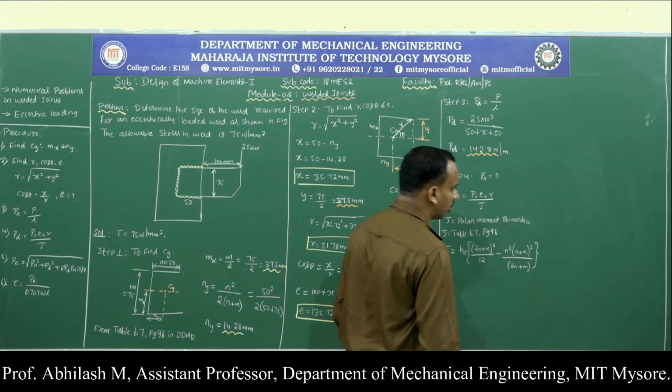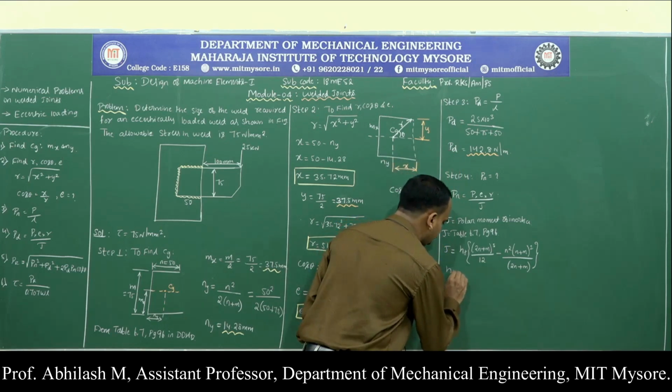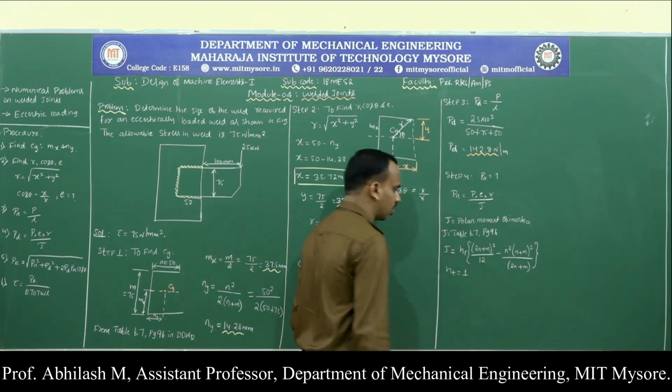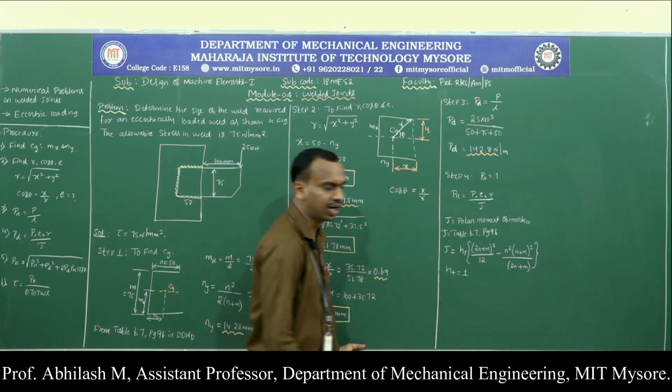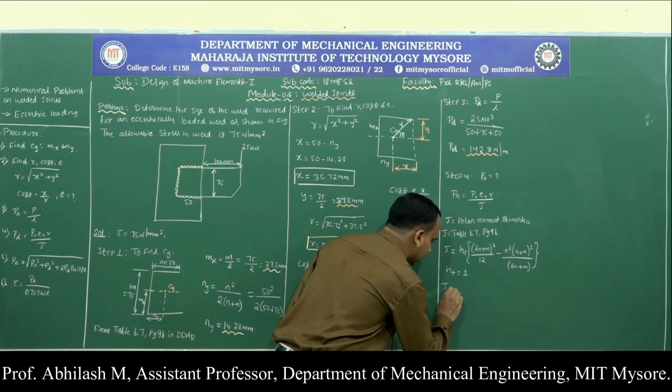So the HT value will be equal to 1. It is for a unity weld. So HT is equal to 1. Do we know n and m values? Yes, we know the values of n and m. Just substitute the values here.